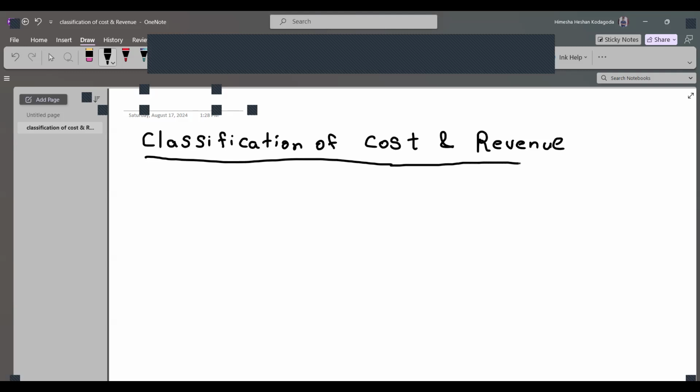Under this, you need to know how to identify the cost elements. Cost elements, classification of cost elements, and classification of revenue are basic requirements of management accounting, right? So under this, we are discussing three things.